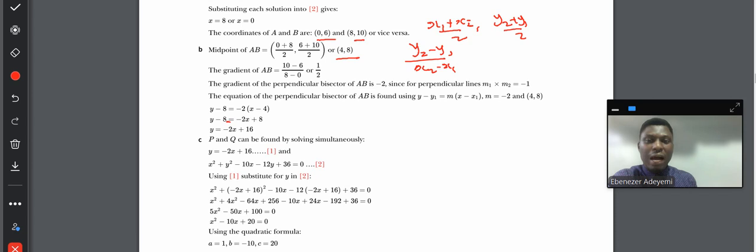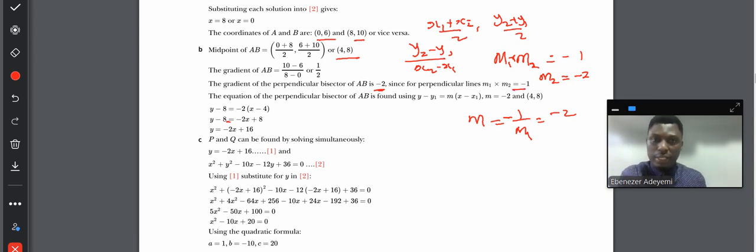Then for the perpendicular bisector of AB, I've told you that the product of the gradients of perpendicular lines should give us -1. Meaning the gradient of the perpendicular line will be -1 over m1, which is -2. So that is where we arrive at the gradient of the perpendicular bisector being -2. m1 times m2 should be -1.